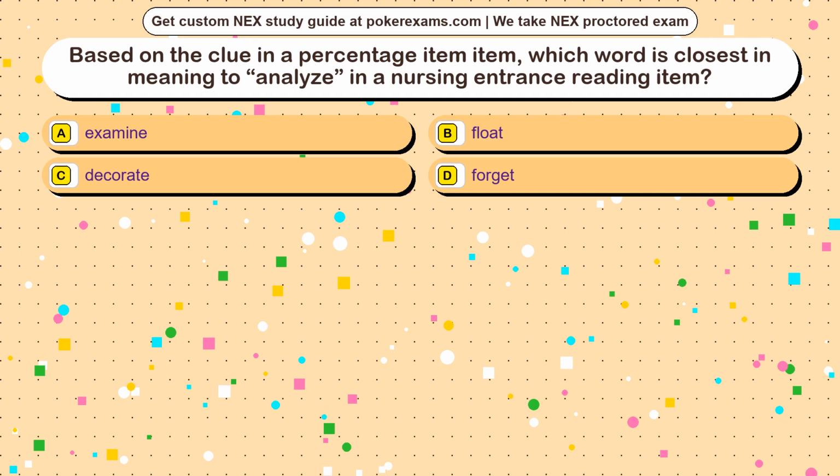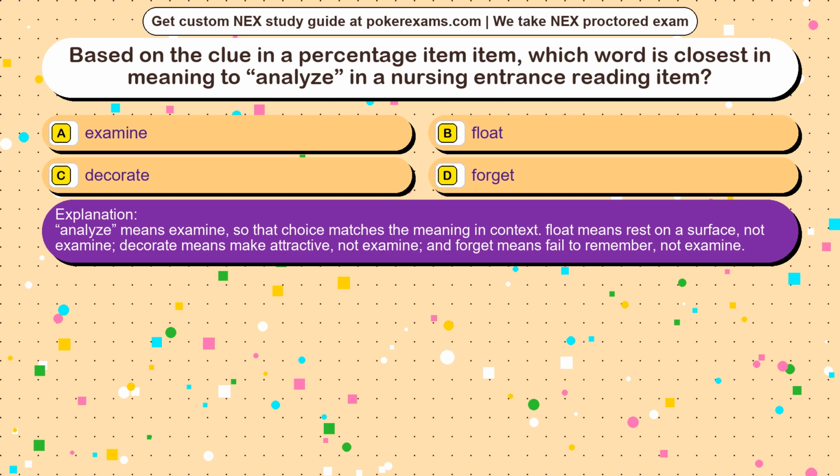The correct answer is option. Analyze means examine, so that choice matches the meaning in context. Float means rest on a surface, not examine. Decorate means make attractive, not examine. And forget means fail to remember, not examine.